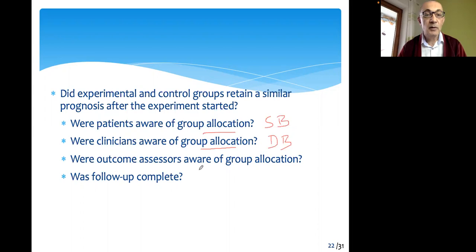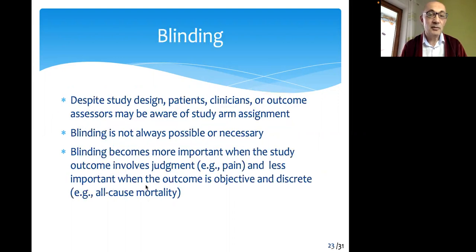Okay, were outcome assessors aware of the group allocation? That's also important, because even at the stage of outcome assessment, we may be biased and make wrong measurements. So we could call this triple blind, but there is no such term used, but you could imagine that it is further blind. Even the statistician or the person who is doing the analysis should be blinded of the groups. Then was follow-up complete, of course.